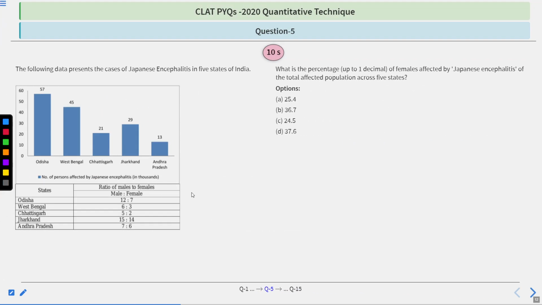The data is the same. Now the main question: what is the percentage of females affected by Japanese encephalitis of the total affected population across 5 states? Options: 25.4%, 36.7%, 24.5%, 37.6%. You will have 10 seconds to try this question. After 10 seconds, we'll move towards its correct option and explanation. So your time starts now.